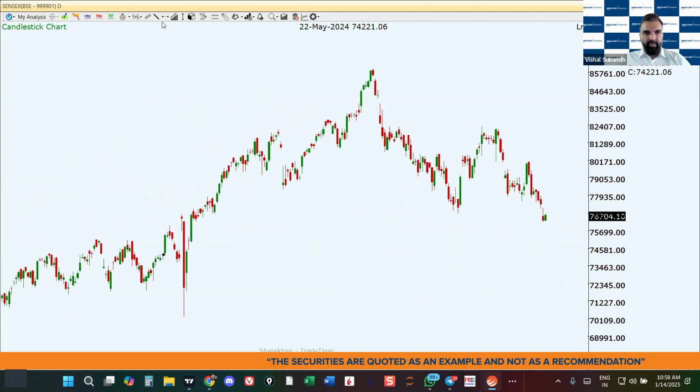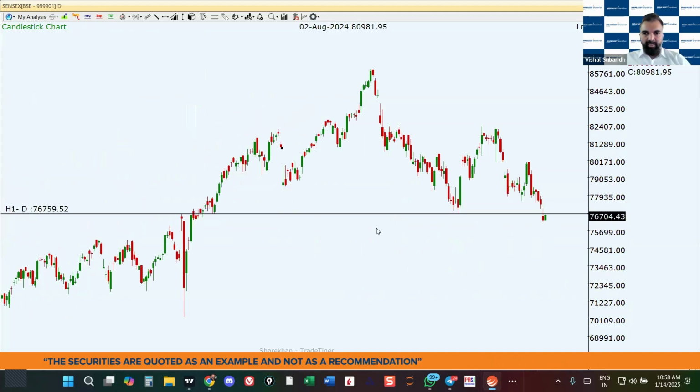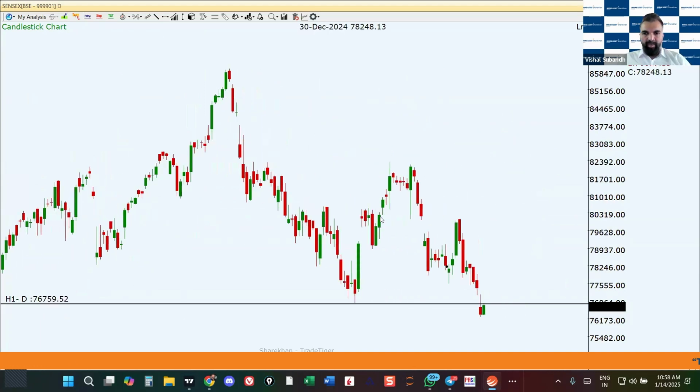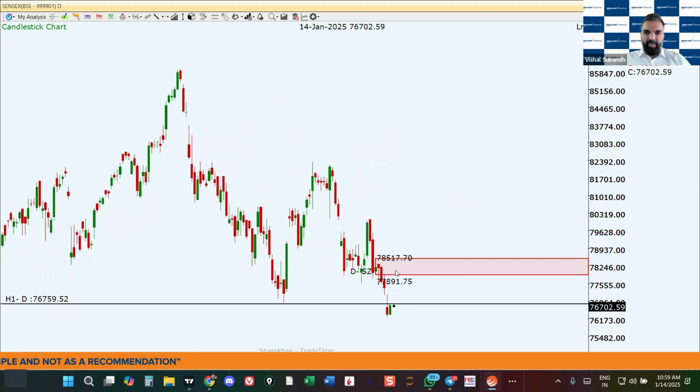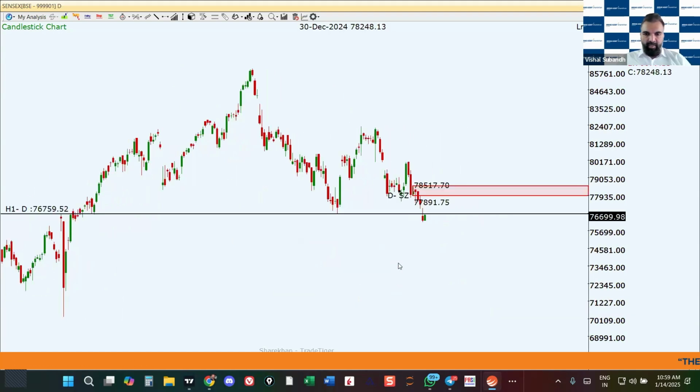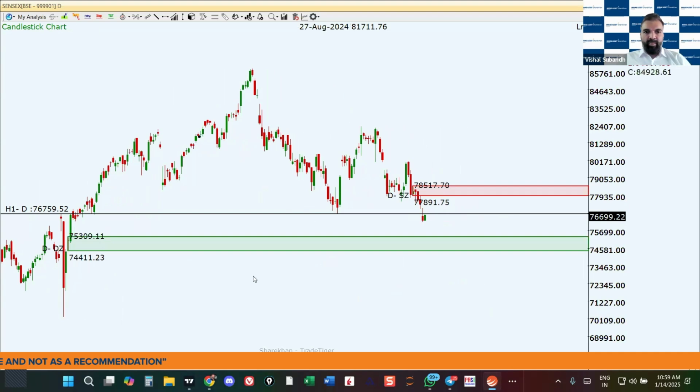And as you can clearly see here, this was the level of support on the Sensex. We had a breach. Now we are again going back and reversing to probably retest those levels of broken support as resistance. And this is going to be that level of supply from 77,891 to 78,517. So in case price comes back here, we might see another strong selling pressure, and that might bring prices all the way down towards this level of demand, which is 75,309 to 74,411. So this is how we perceive how the chart will behave on the basis of demand and supply.